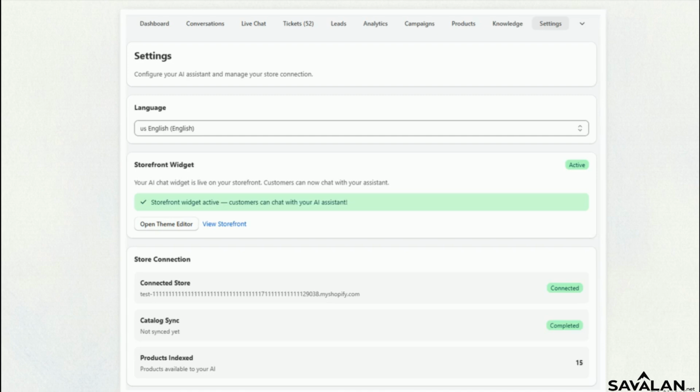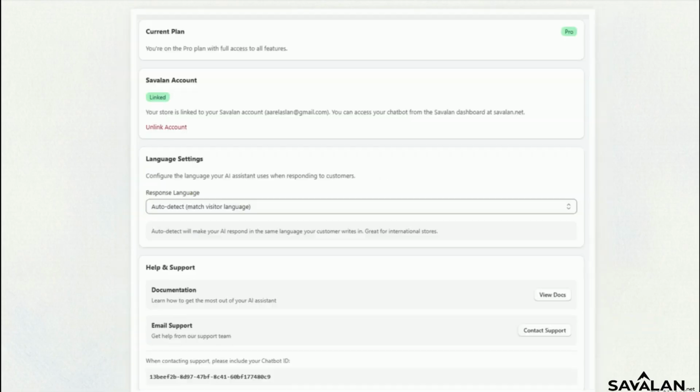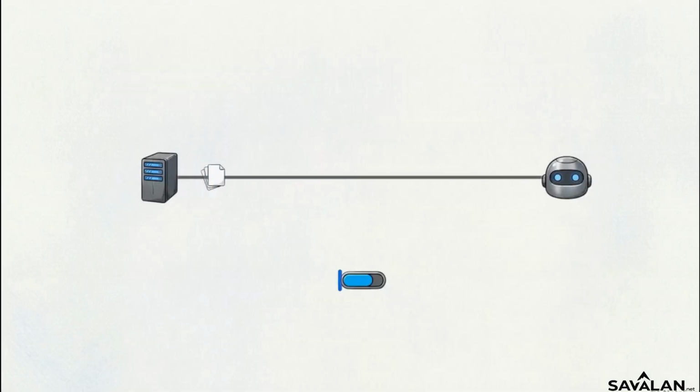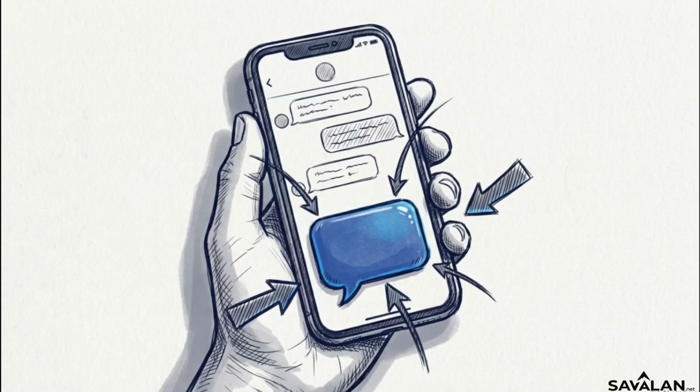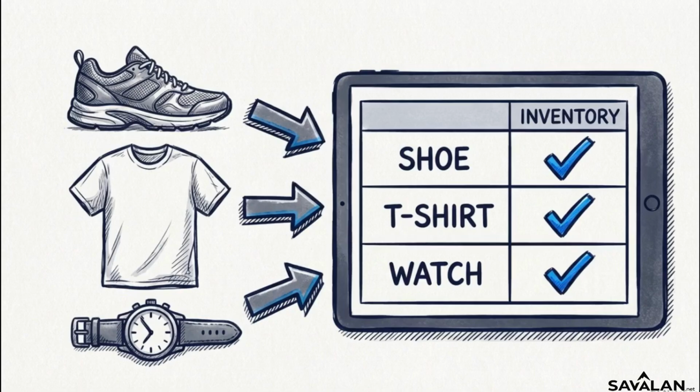Before configuring anything else, verify the assistant is visible to your customers. A green banner confirms the widget is active. Next, check your store connection status. Green badges indicate your catalog is synced. Scroll down to language settings. Leave this dropdown on auto detect so the assistant can automatically reply in whichever language your international visitors type in. Checking these connections first guarantees your AI has the right inventory data and access before it ever speaks to a shopper. Your assistant needs to understand your specific catalog to be useful.